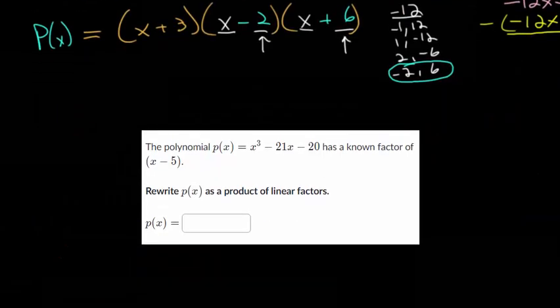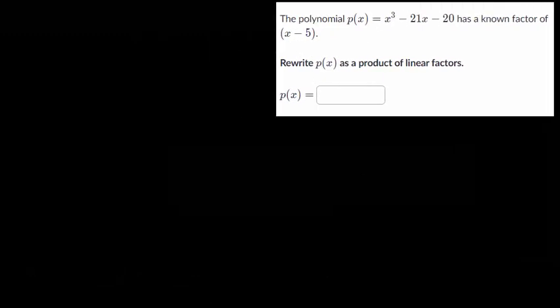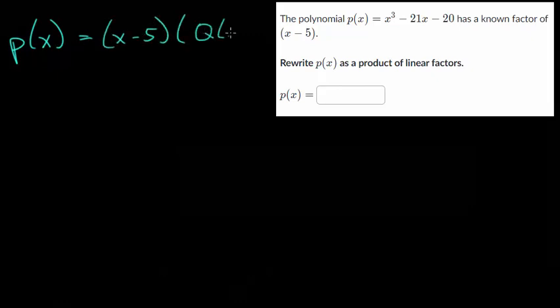So let's just do one more. And we again have a cubic expression with a known factor of x minus 5. So let's just move over here. We know that p of x is this x minus 5 multiplied by some quadratic expression. We'll call it q of x.